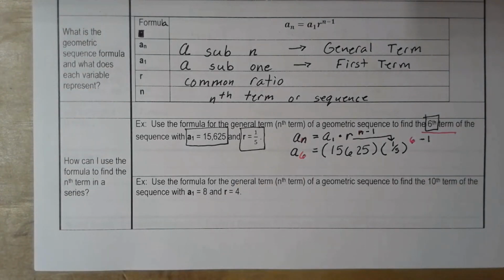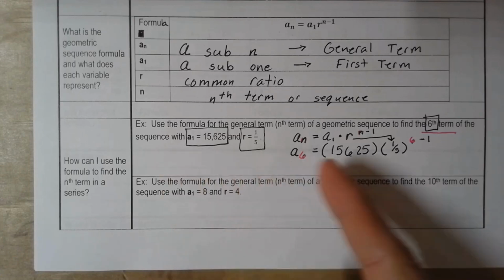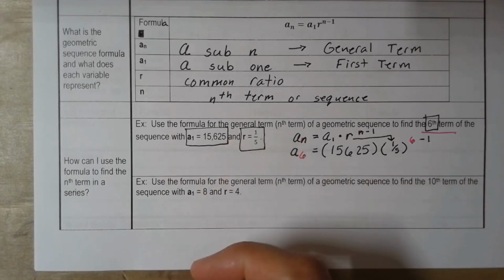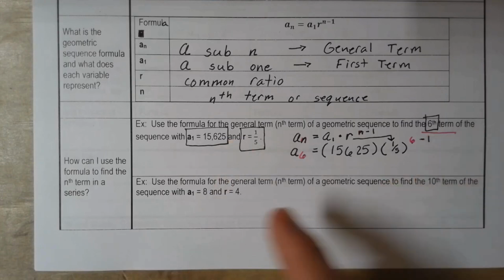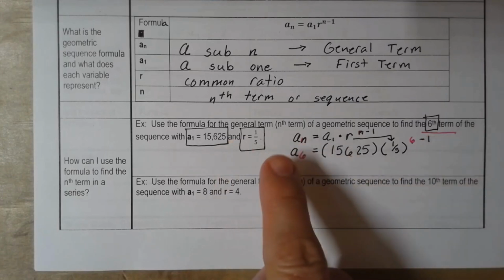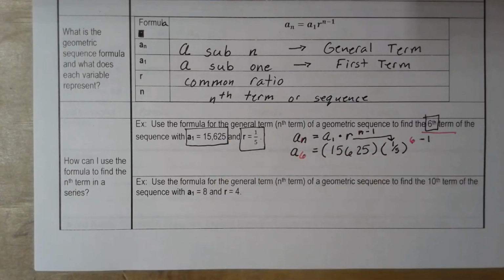Instead of us having to do 6 different terms one at a time by multiplying by 1/5, which we could have done, 6 terms isn't too far, it would have been possible. We can just use this formula and it'll give us the answer really quick.